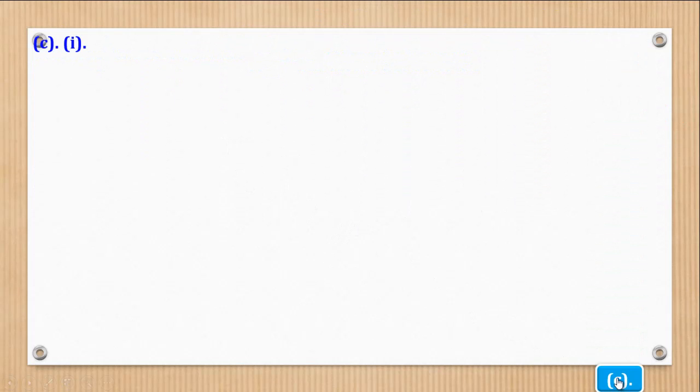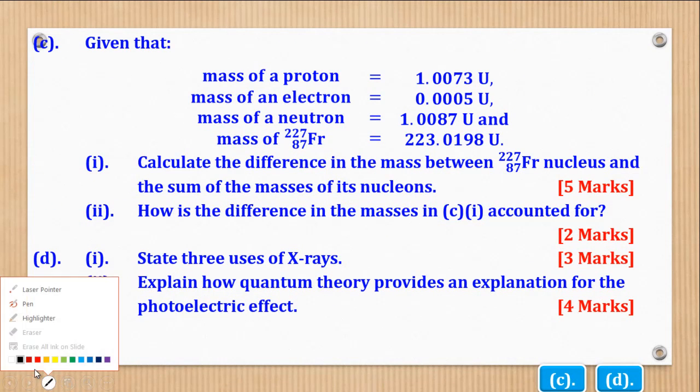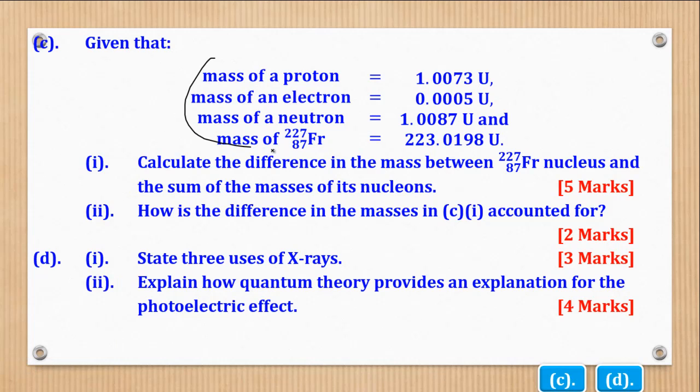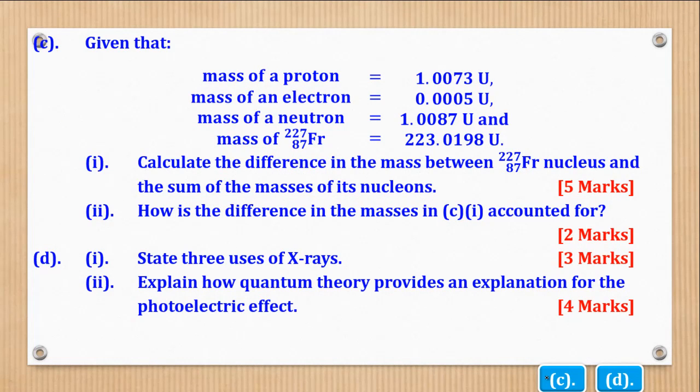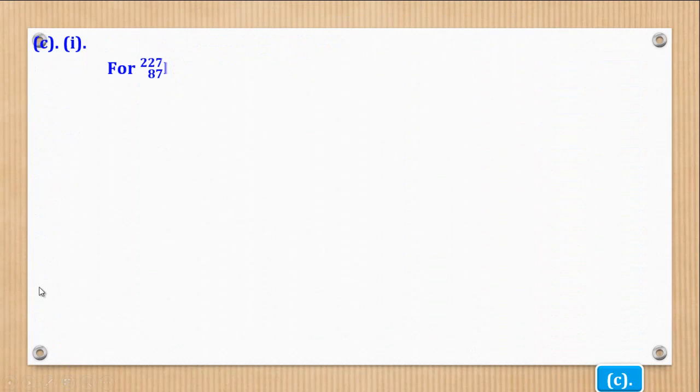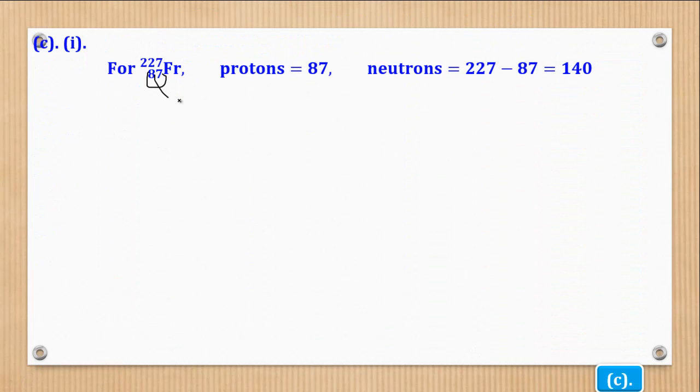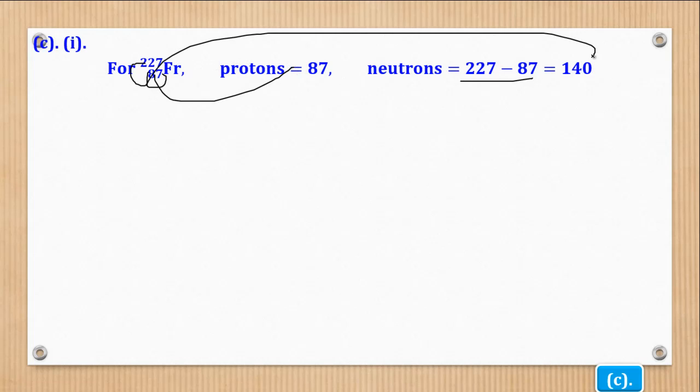Now we shall go to part C. Part C says, given this information, calculate the difference in the mass between this nucleus and the sum of the masses of its nucleons. Let's first deal with that. So from here I realize that there are 87 protons, and for neutrons you subtract this minus this to give you 140.